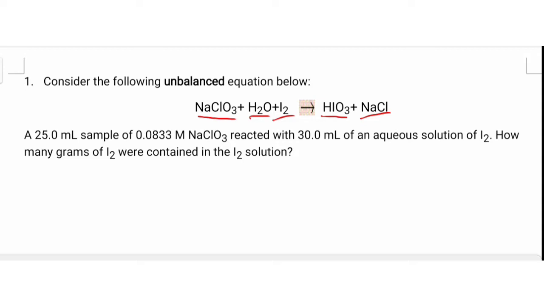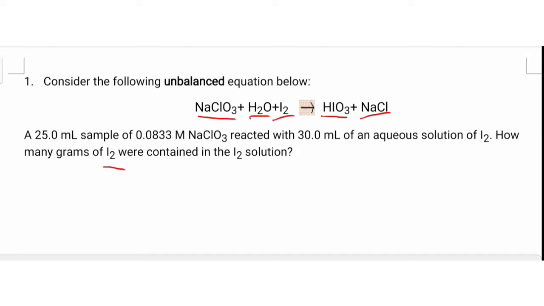Now, according to what we're given here, we have 25.0 ml sample of 0.0833 molar sodium chloride reacted with 30.0 ml of an aqueous solution of iodine. How many grams of iodine were contained in the iodine solution? All right, so this is the question that we have. We need to find or to calculate the mass of iodine.